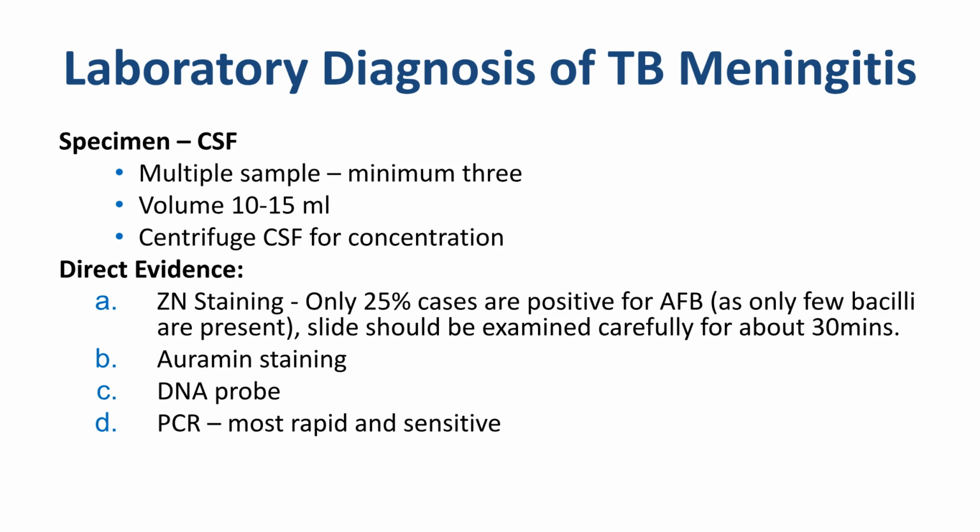Direct evidence methods include several techniques. First, Ziehl-Neelsen staining, or ZN staining, looks for acid-fast bacilli. Auramine staining is an alternative that uses fluorescent dyes, allowing for faster screening under fluorescence microscopy. DNA probe techniques and PCR are sensitive methods that provide results within hours rather than weeks.